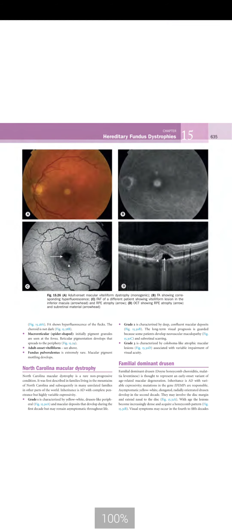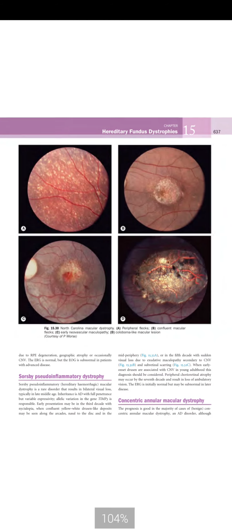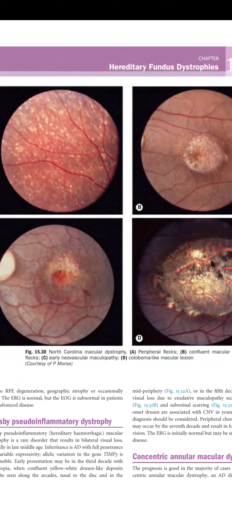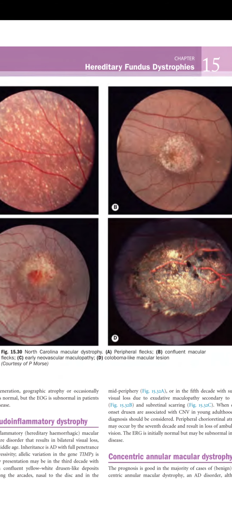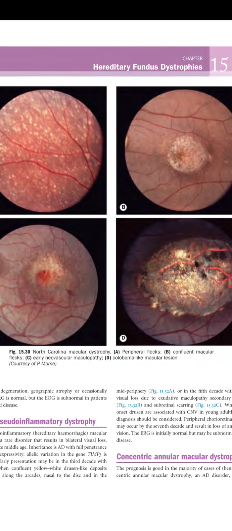So let's see figure 15.30, which is a North Carolina macular dystrophy. A is showing a peripheral fleck, B is showing confluent macular flecks. So this is a macular fleck in the fovea. C is showing early neovascular maculopathy, and this is a coloboma-like macular lesion.